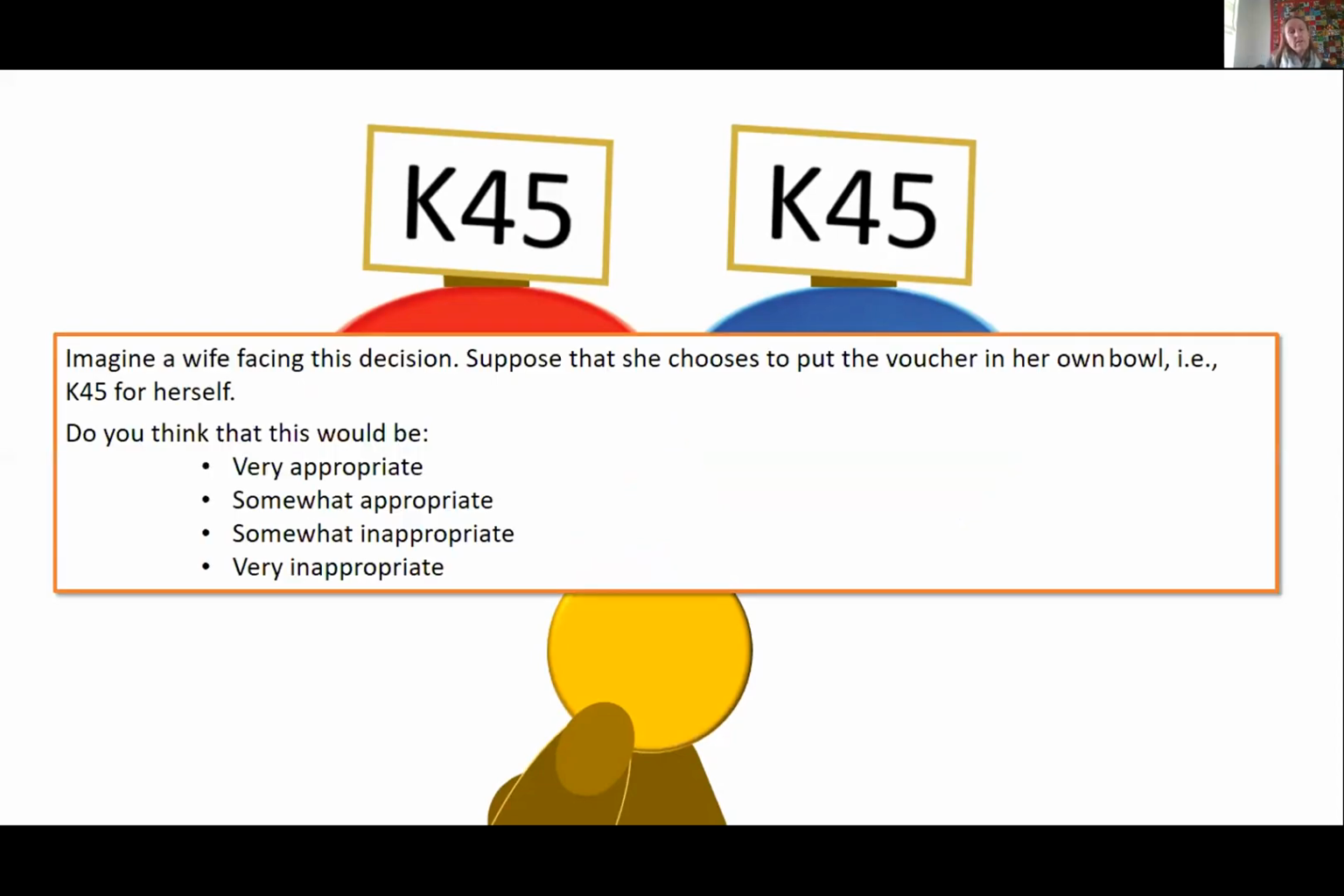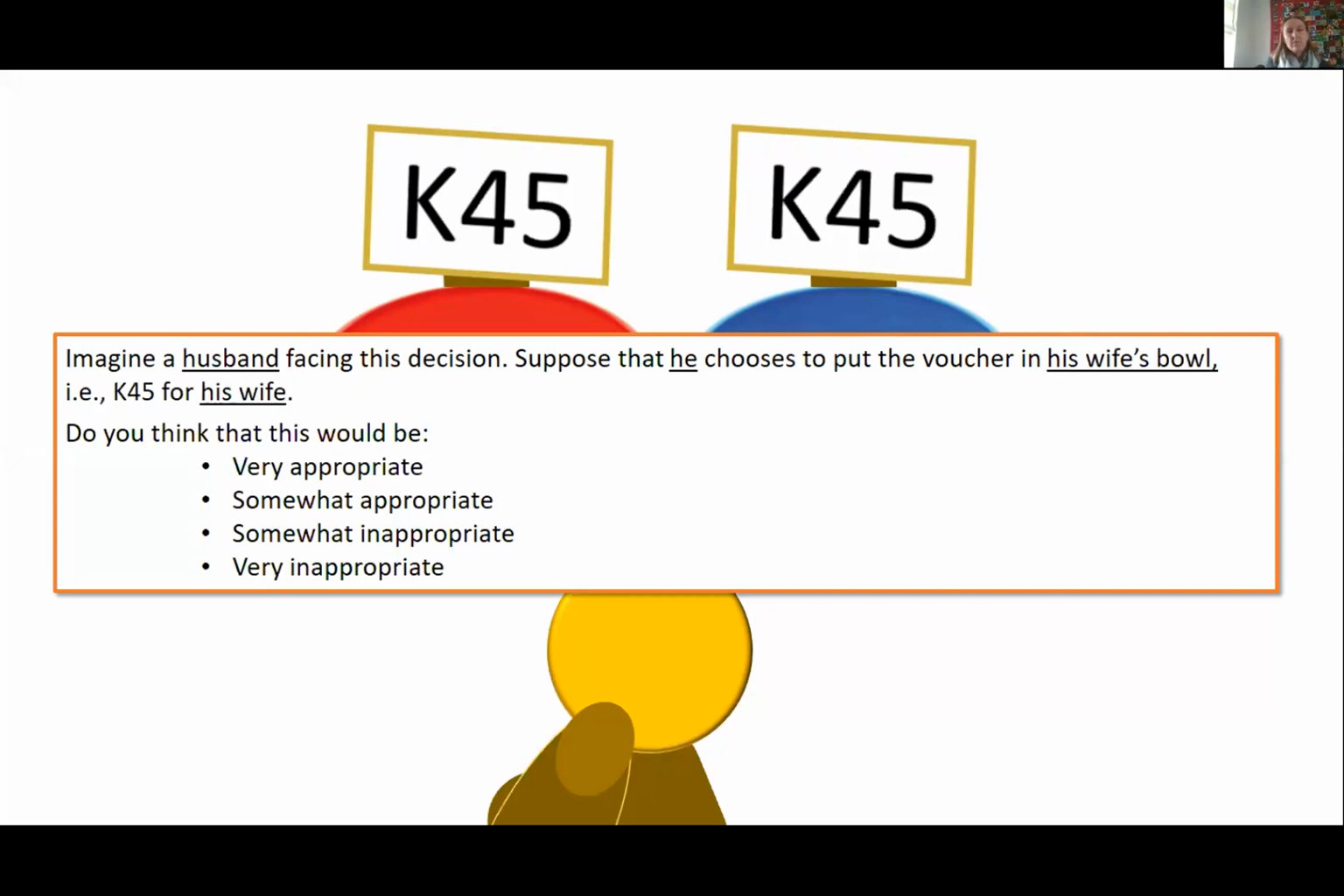And then they were each asked, imagine a wife facing this decision. Suppose that she chooses to put the voucher in her own bowl, i.e. give herself 45 kwacha. Do you think this is very appropriate, somewhat inappropriate, very inappropriate? And then the next question was, what if she puts it in her husband's bowl? i.e. she chooses to give her husband 45 kwacha and have nothing for herself. Is this very appropriate, somewhat inappropriate, very inappropriate? And then they go through the same set of questions, but they're imagining a husband facing this decision. So there's 4 questions.